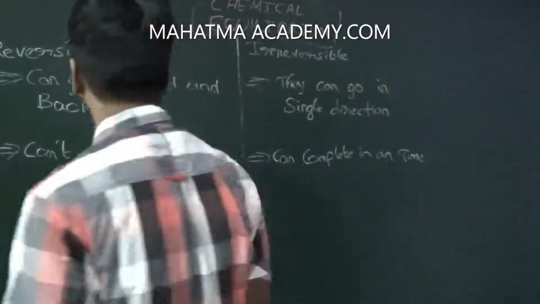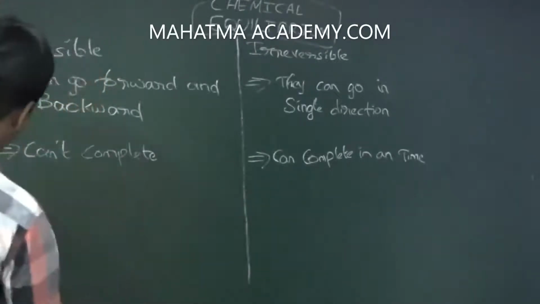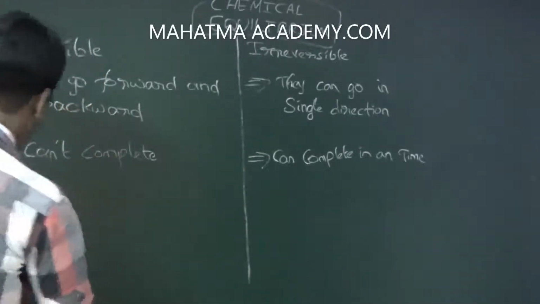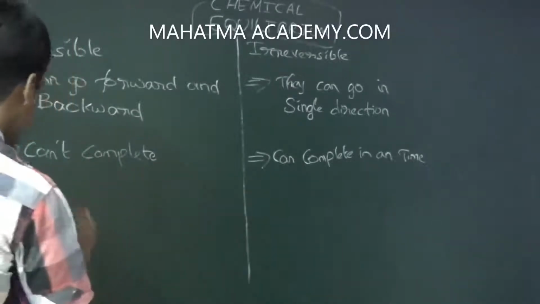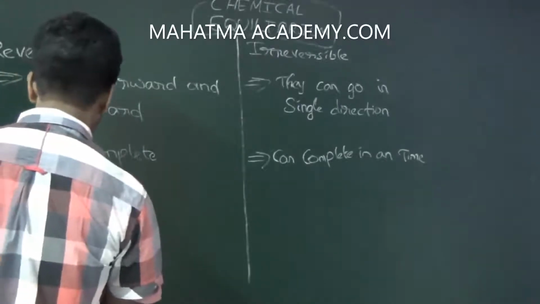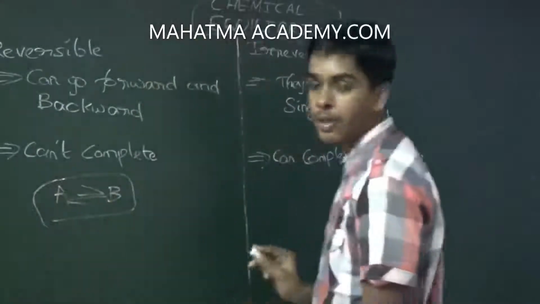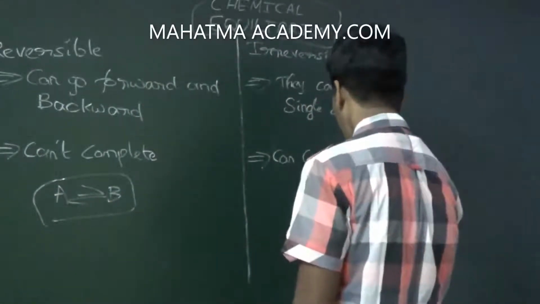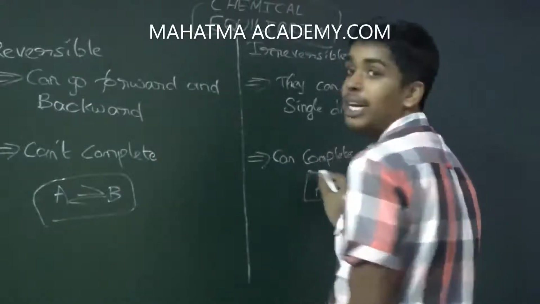Now we are going to discuss the examples. Now we are going to draw the equation, how it represents. A gives rise to B. This is the equation. A gives rise to B, only in a single direction.